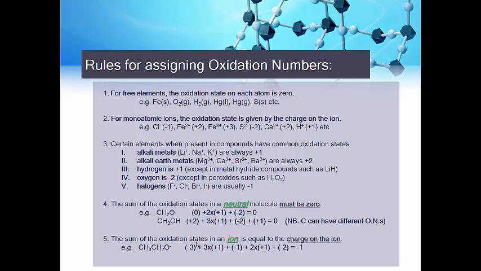Let's look at CH3CH2O-. So overall we have a negative charge. Our oxygen we know is -2. We have one of them, so we've got -2. Our hydrogens are +1, and we've got 5, so we've got +5. So +5 -2 gives us +3 equals -1.